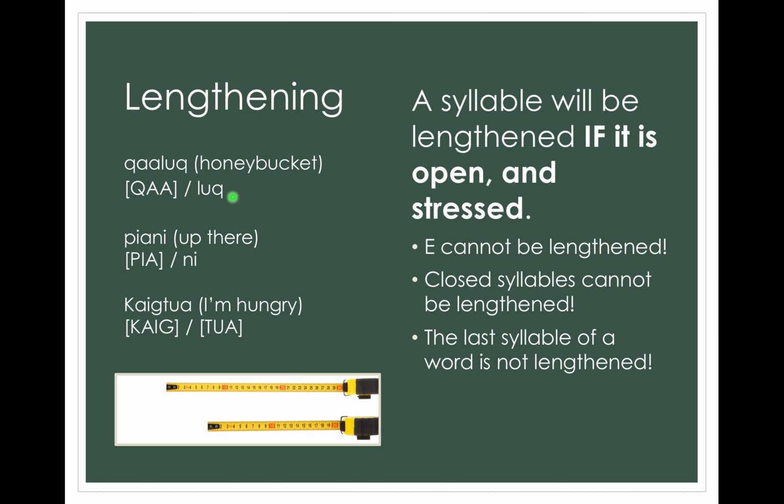Let's look at them. Kaluk. Ka is an open, stressed syllable. It does not contain an E. It is not closed. And it's not the last syllable of a word. So it gets lengthened. Kaluk.